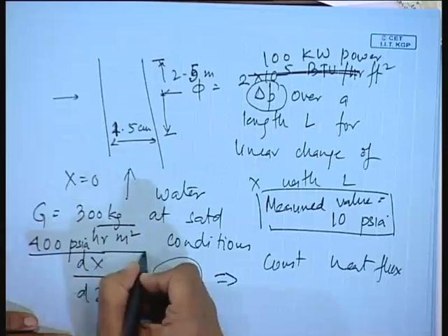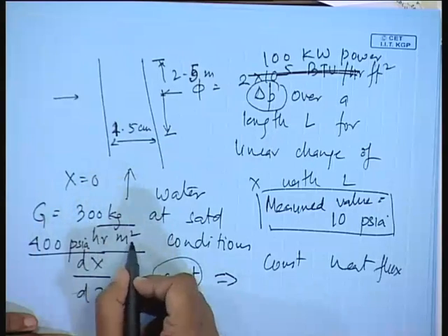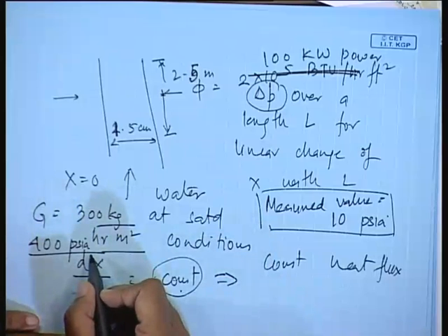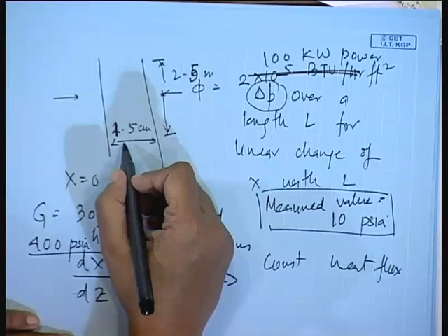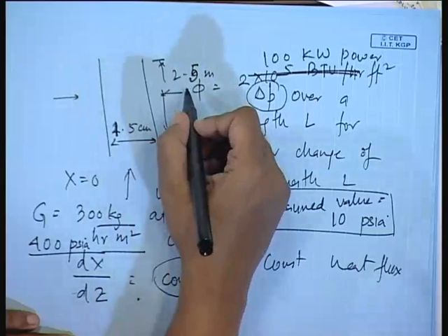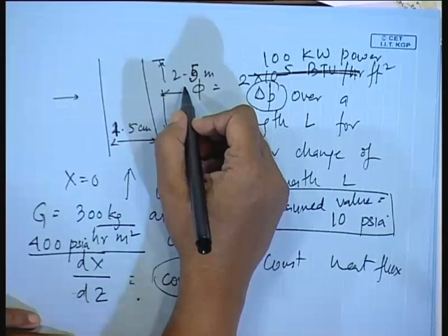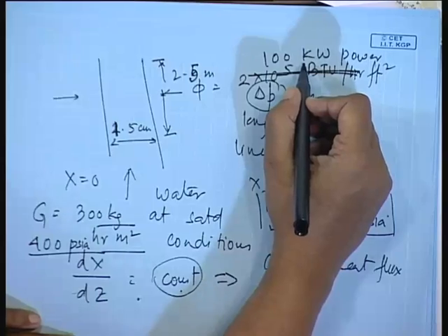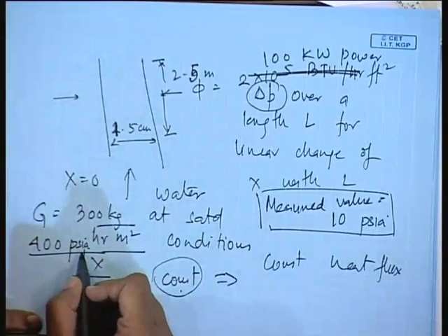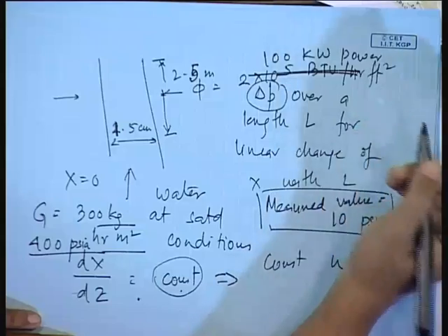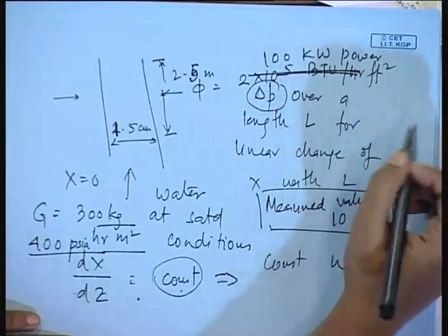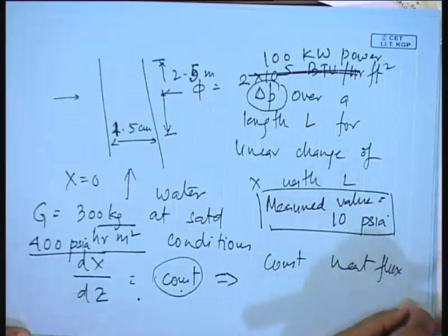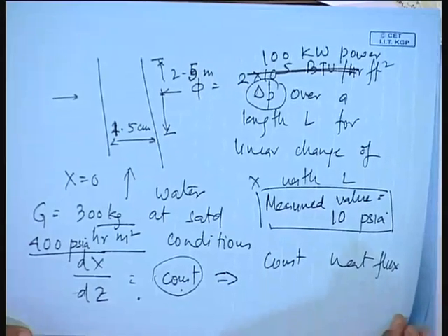Okay. So, inlet conditions are 300 kg per hour meter square of water entering at saturated conditions at 400 psia in a tube which is 1.5 centimeters in diameter and 2.5 meters long. It is uniformly heated with 100 kilowatt power and the saturated water enters the base at 400 psia, and we are supposed to calculate the total pressure drop and compare with the measured value of 10 psia. Agreed? Now, in this particular case, how do we proceed?